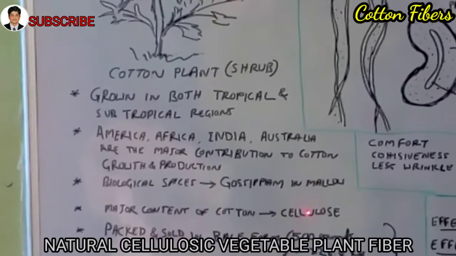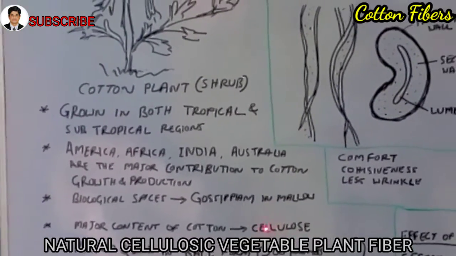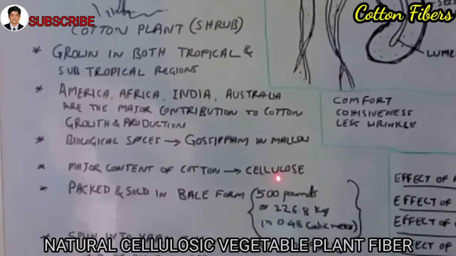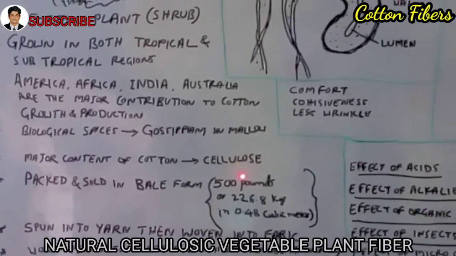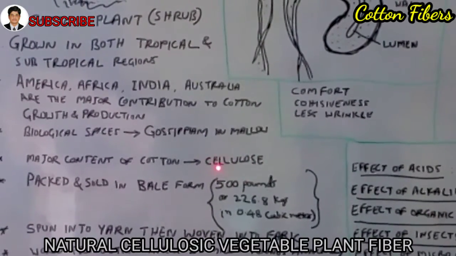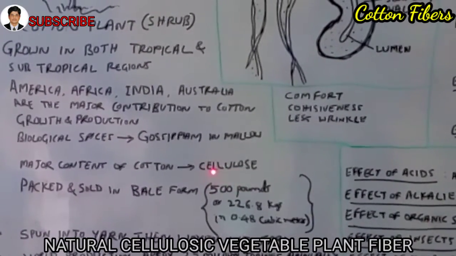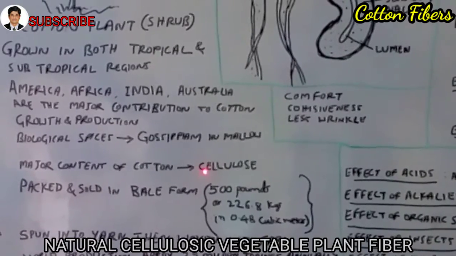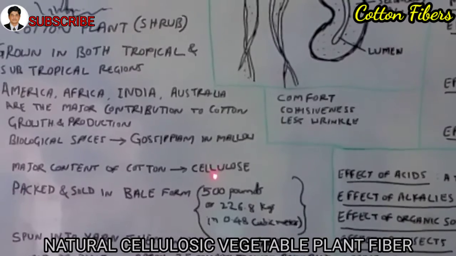The major content of the cotton fiber is cellulose. Cellulose is a natural chemical substance contained in the cotton fiber, contributing about 90 to 92% of its content.